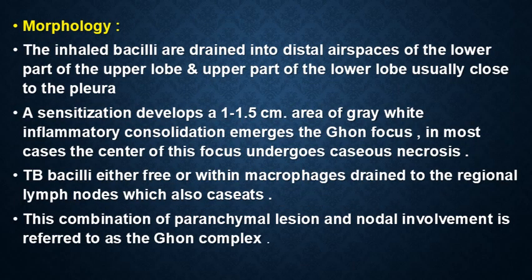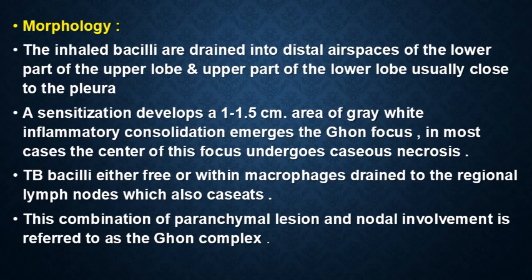The inhaled bacilli are drained into the distal airspace of the lower part of the upper lobe and upper part of the lower lobe. So in primary tuberculosis, the main part of the lung involved is the lower part of the upper lobe and the upper part of the lower lobe. Sensitization develops, forming a focus of about 1 to 1.5 centimeters, an area of inflammatory consolidation, the Ghon focus. In most cases, the center of this focus undergoes caseous necrosis, the characteristic feature of tuberculosis. TB bacilli, either free or within macrophages, drain to the regional lymph node, which also shows caseation.